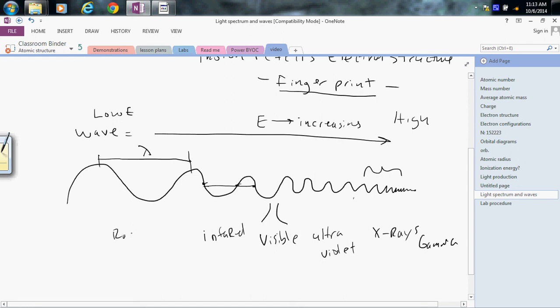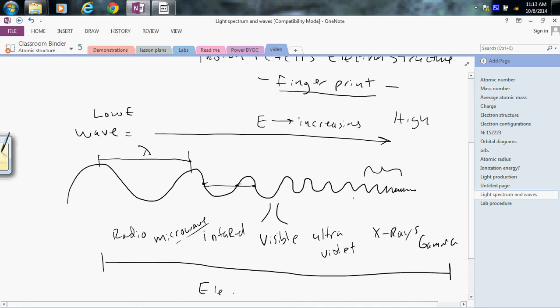All right, so all of this is actually referred to as the light spectrum, the electromagnetic spectrum. Light's often referred to as an electromagnetic wave.